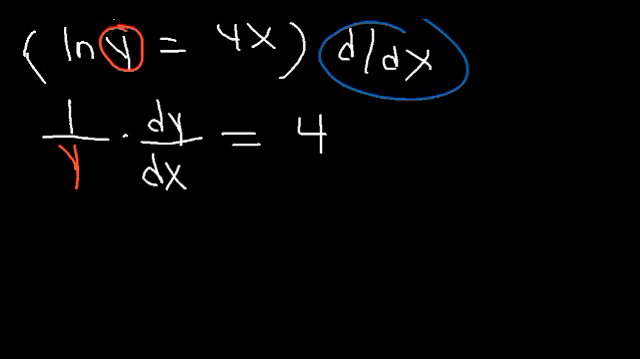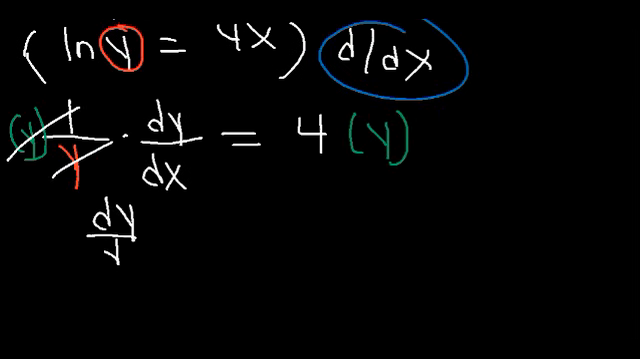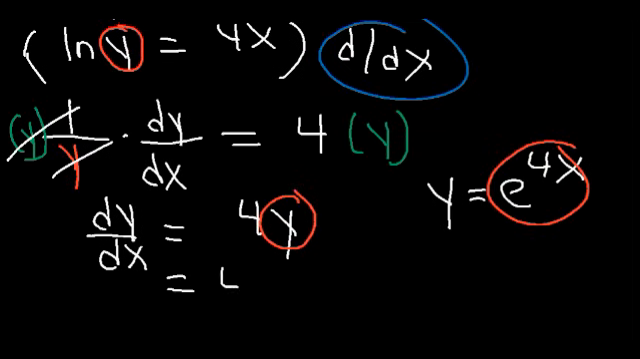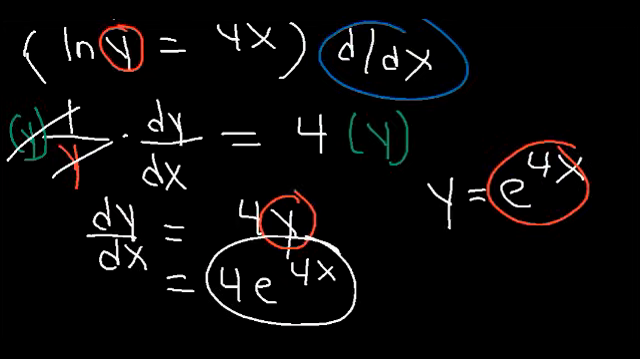So now, what we need to do is multiply both sides by y to isolate dy dx. So these two will cancel. So dy dx, which is the first derivative, is equal to 4y. Now remember, the original function y is equal to e to the 4x. So at this point, we can replace y with e to the 4x. And that's going to be 4 times e to the 4x, which is the derivative of e to the 4x. So that's how you can use logarithmic differentiation to differentiate an exponential function.